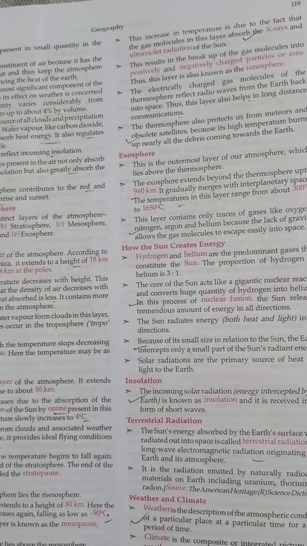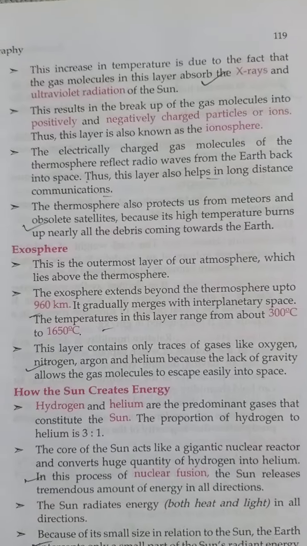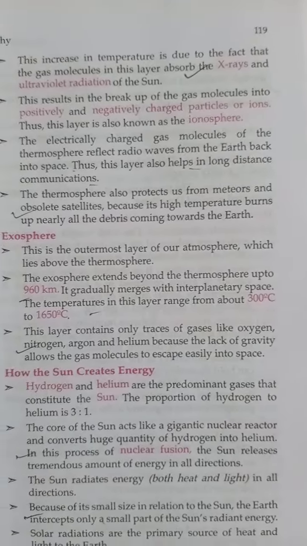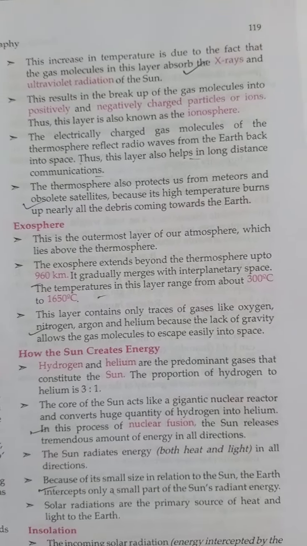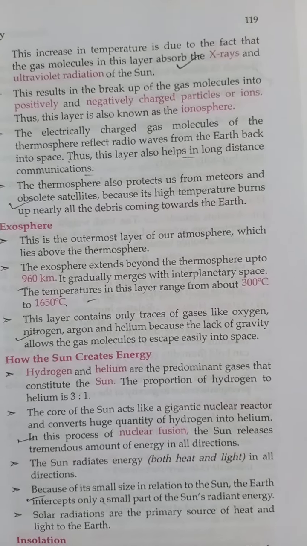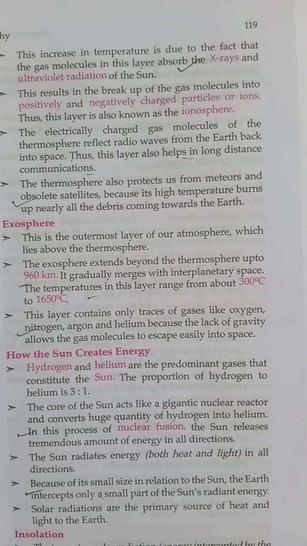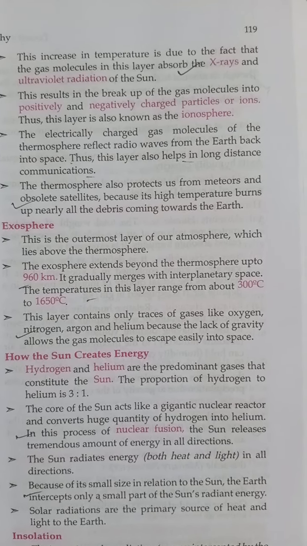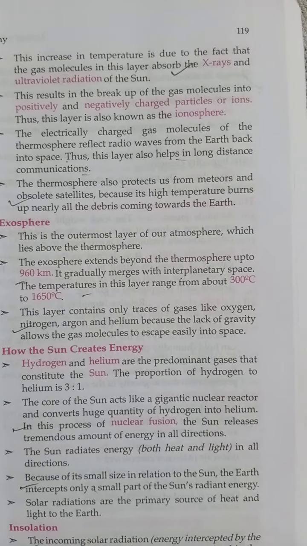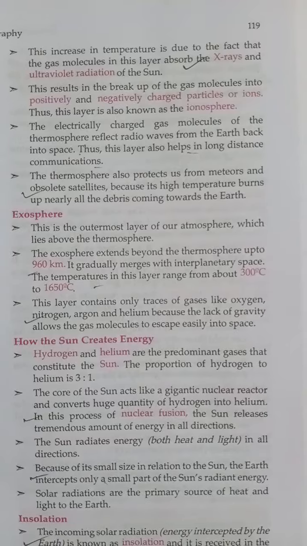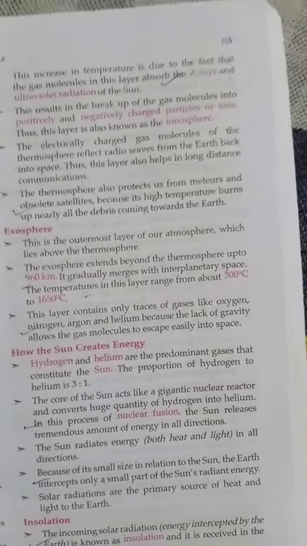Exosphere, this is the outermost layer of our atmosphere, which lies above the thermosphere. The exosphere extends beyond the thermosphere up to 960 kilometers. It gradually merges with interplanetary space. The temperature in this layer ranges from about 300 degrees Celsius to 1650 degrees Celsius. This layer contains only traces of gases like oxygen, nitrogen, argon, and helium because the lack of gravity allows the gas molecules to escape easily into space.